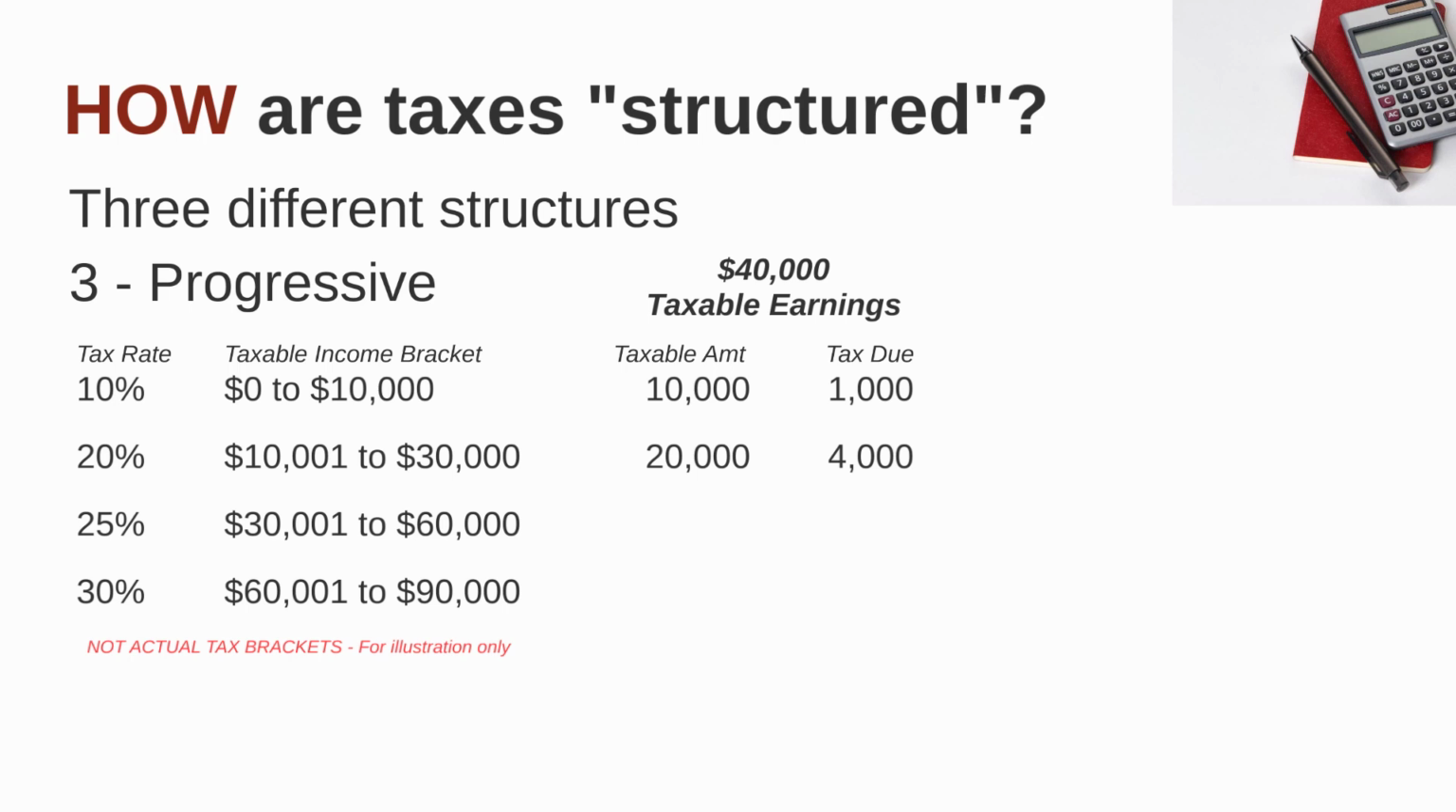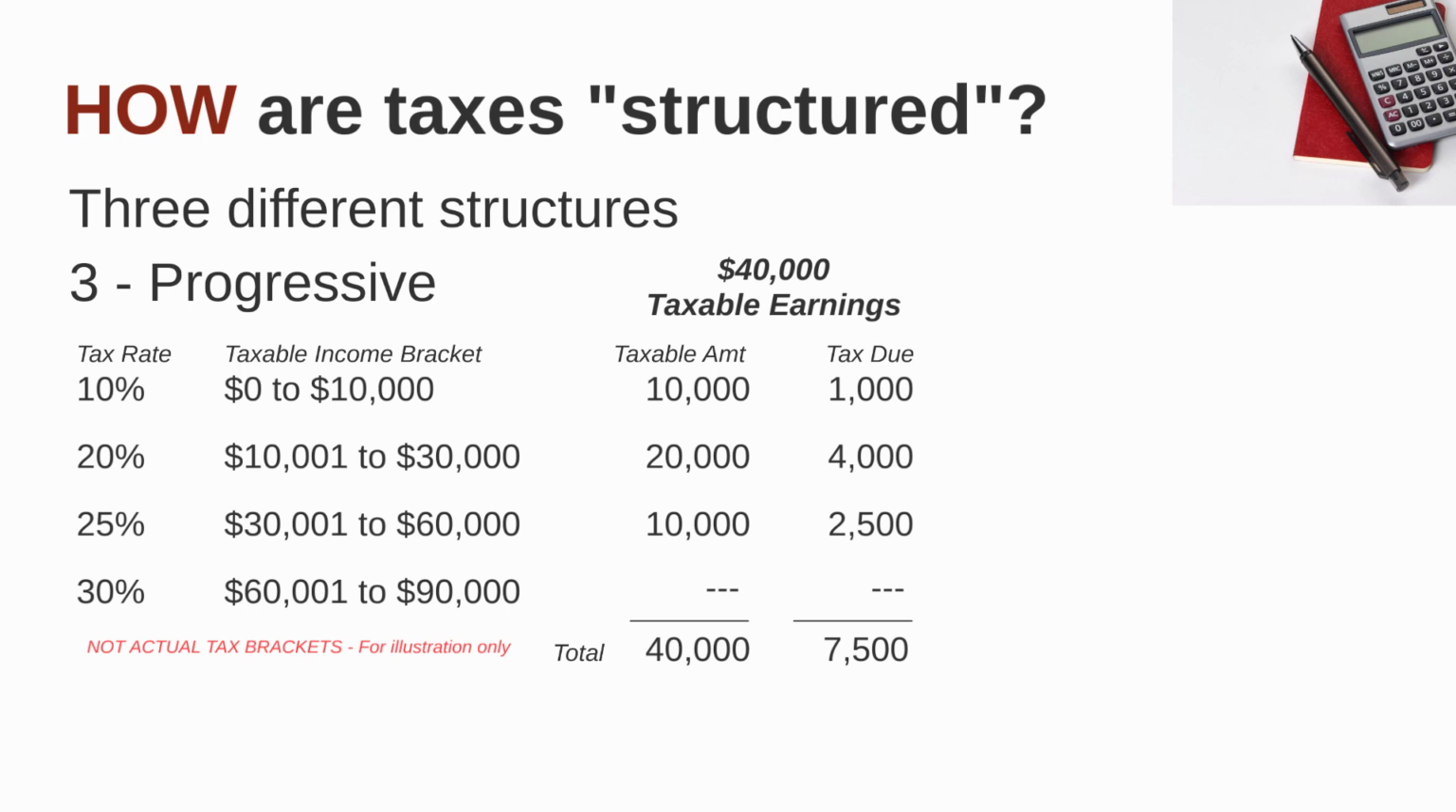Now, so far we've accounted for the first $10,000 and the second $20,000. So we've accounted for $30,000 of the $40,000 in taxable earnings. That means there's only $10,000 left in the 25% bracket. So that $10,000 times 25% means that the taxes due would be $2,500. So in our imaginary example, on $40,000 of taxable earnings, there's going to be $7,500 due in taxes.